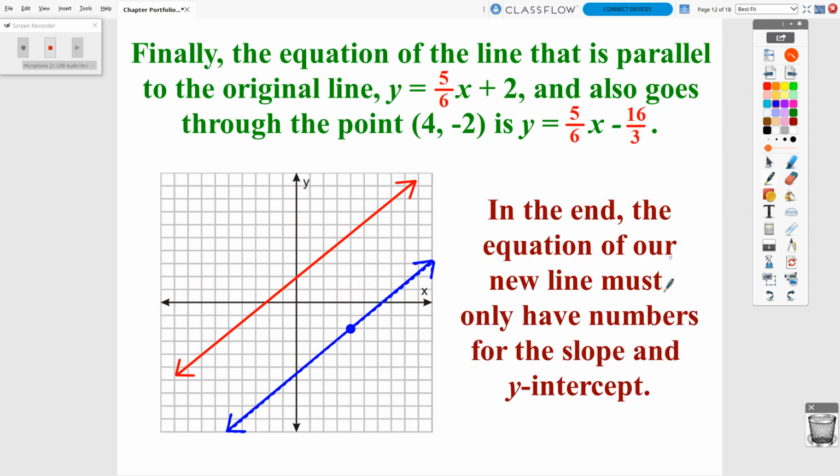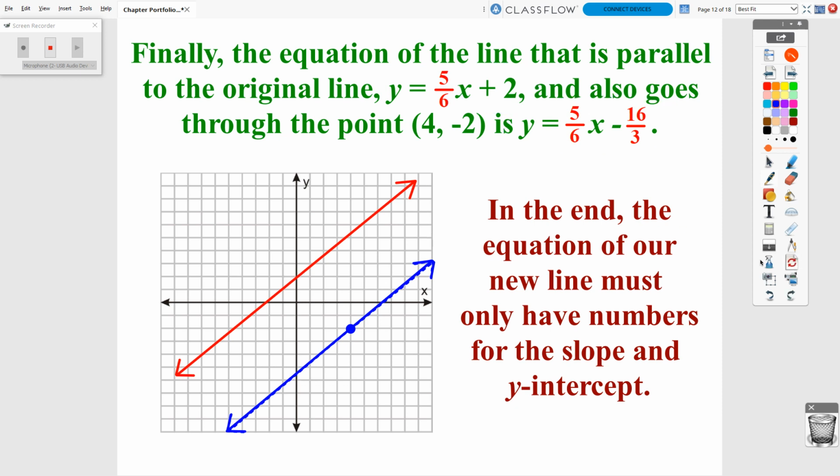So now let's pull this all together. So here now is the equation of this blue line. It's got the same slope as the red line. So again, remember, they both have the same slope, but they were going to end up having different y-intercepts. The red line had a y-intercept up here at positive 2, but we figured out that the blue line's y-intercept was down here at negative 16 thirds, aka negative 5 and a third.